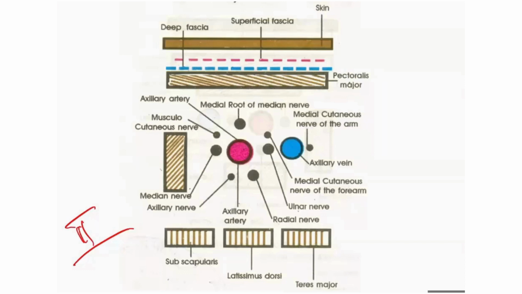So now you see the cords are related. Only the branches of the brachial plexus are related to the third part of axillary artery. Cord relation is very important for MCQ, for the first part and second part.